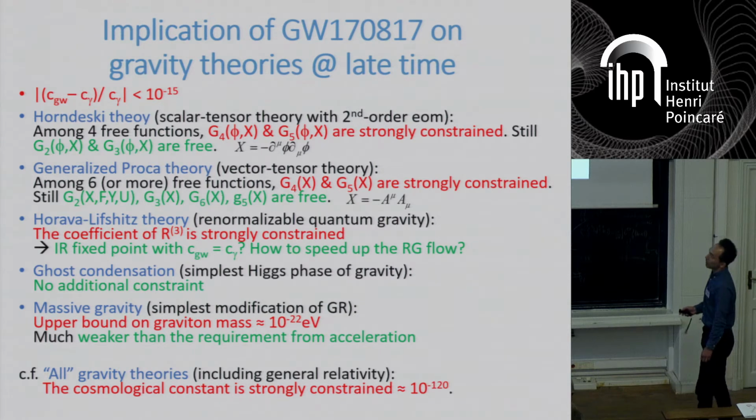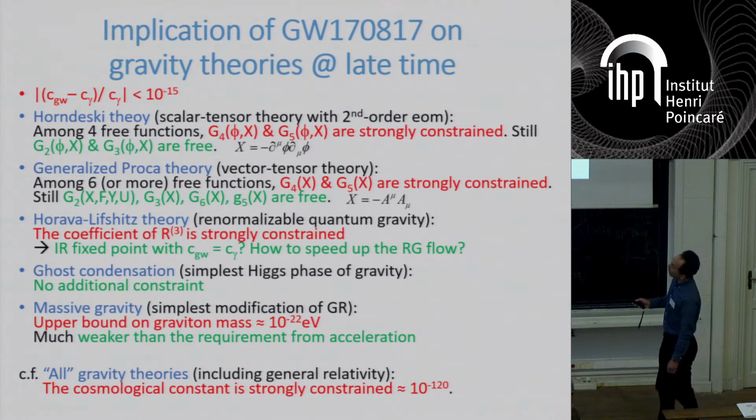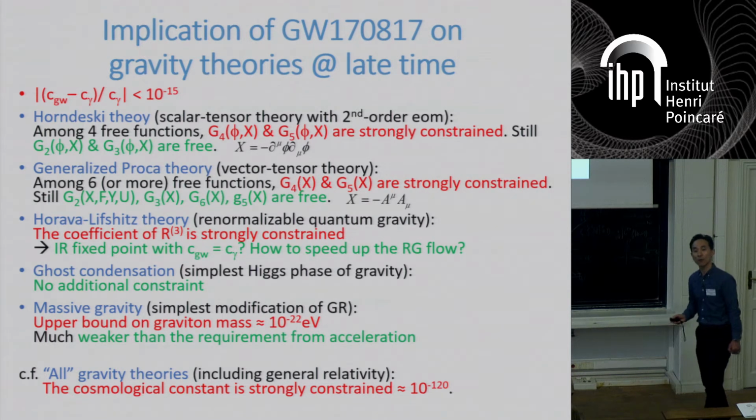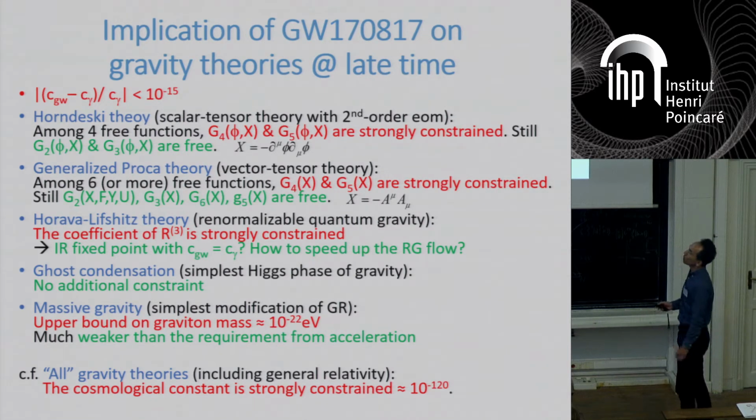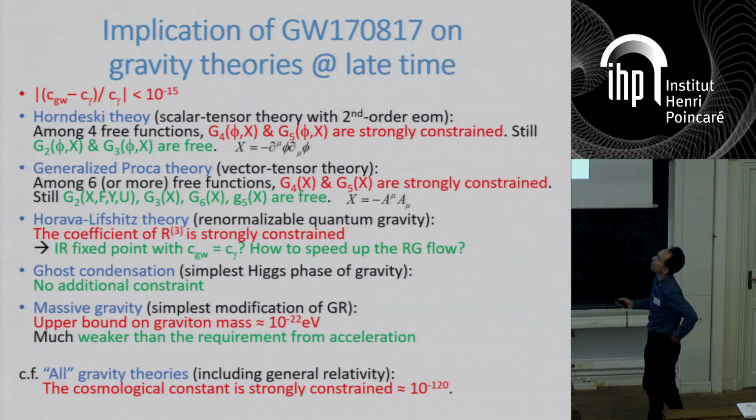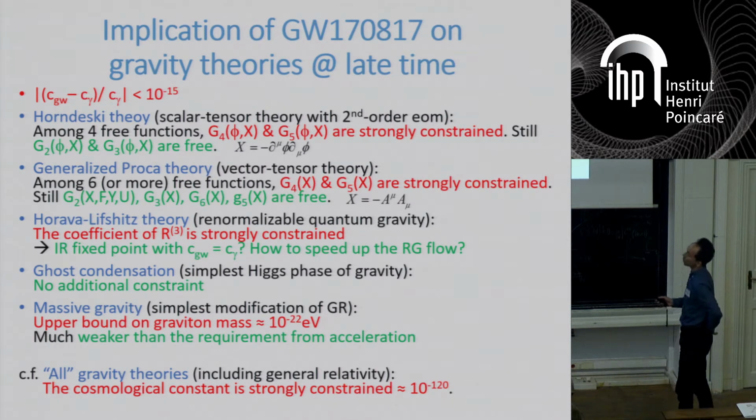Okay. In the case of massive gravity, which is, so to speak, the simplest modification of GR, this implies that we have an upper bound on the graviton mass, which is around 10 to the minus 22 electron volt. Okay. Unfortunately, or fortunately, this is much weaker than the requirement from acceleration. I mean, in order to explain the acceleration of the universe, we need a graviton mass of order 10 to the minus 30, 31, 32, or something like that.